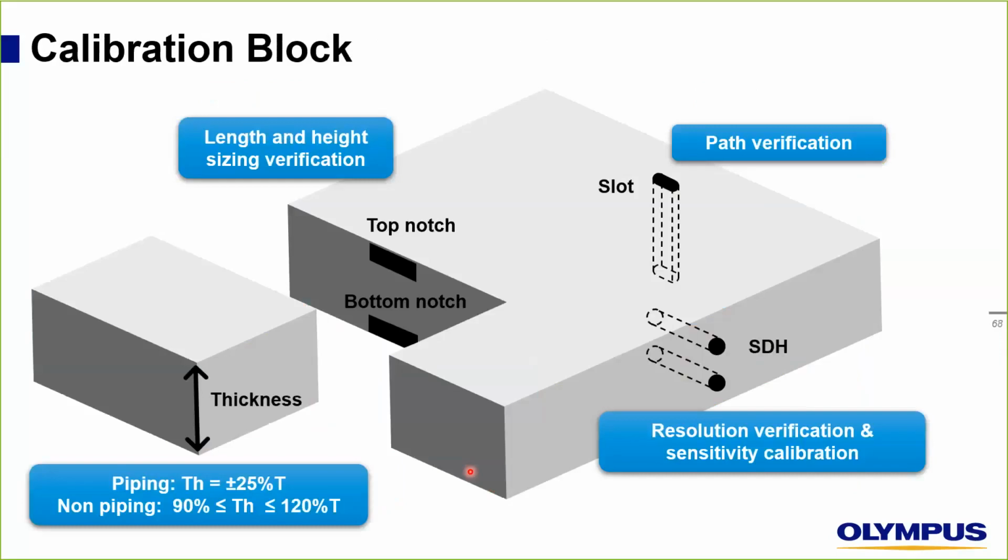First of all, let's have a look at the calibration block dedicated for TFM. So it has to include a slot to make the path verification, SDH to do resolution verification and sensitivity calibration. Of course, here the placement of SDH is not really correct, so it's just a representation. Length and height and sizing verification, in other words, should be done using top notch and bottom notch, or sometimes just top notch and you flip the block and you do it on the other side. The thickness here of the cal block, and we will talk about it later because this is a very important parameter to discuss. For piping, the code requires a thickness that is plus or minus 25% of the thickness of the part, and non-piping between 90% and 100% T, so the thickness shouldn't be other than this range. As I said, we will discuss the thickness in the next section.